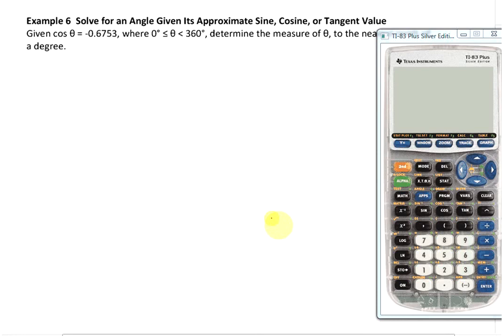Okay, so example number 6, solve for an angle given its approximate sine, cosine, or tangent value. We are looking for something that's approximate, which means that we're not using our special angles. That will mean that you will be using your calculator, so you'll need to pull that out. And just a reminder to be sure that your calculator is in degree mode. Okay, so let's get started.